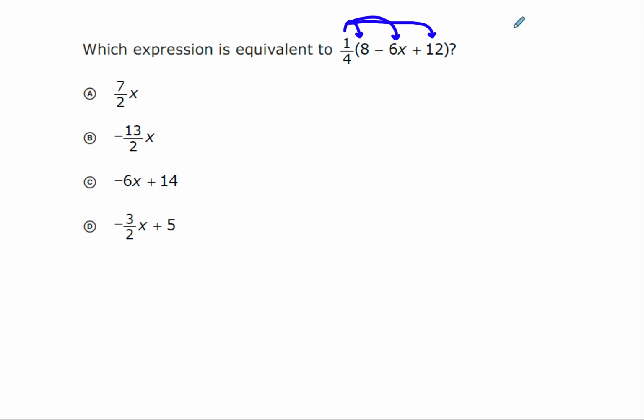All right, so let's see. I'm going to go ahead and just do my multiplication off to the side. 1/4 times 8, and I'm going to write it as 8 over 1. I'll just multiply straight across. I get 8 over 4. 8 divided by 4 is 2. So 1/4 times 8 is 2.